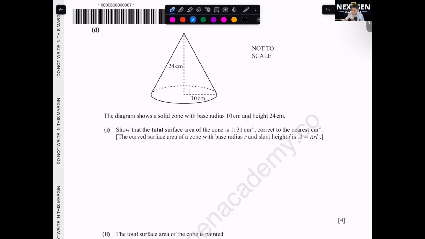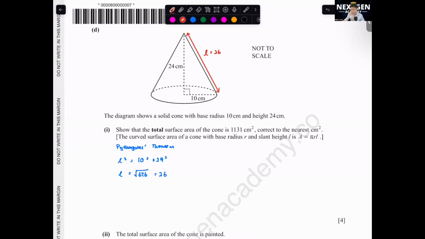The total surface area of a cone is made up of the curved part, which is pi r L, and the bottom part, which is pi r squared. The first thing we need to find is L. L is this part here. Based on the information here, we can use Pythagoras theorem: L square equals 10 square plus 24 square. So L will be equal to square root of 676, which is 26.